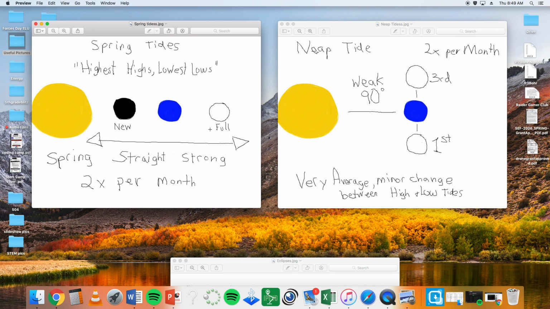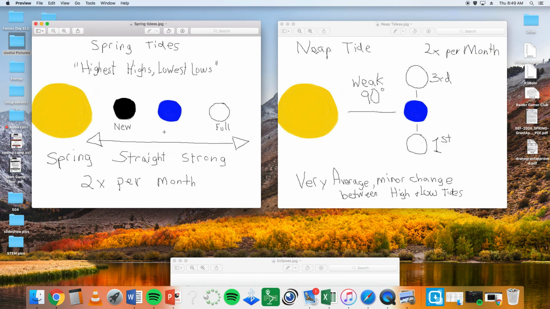Spring tide: straight, strong, 3 S's. Spring: straight, strong, straight line, twice a month during new and full. Neap tide: 90-degree, weak tides. Minor changes between the highs and lows. Okay, so a smaller variance during neap tides, greater variance between highs and lows, much more drastic during that time.